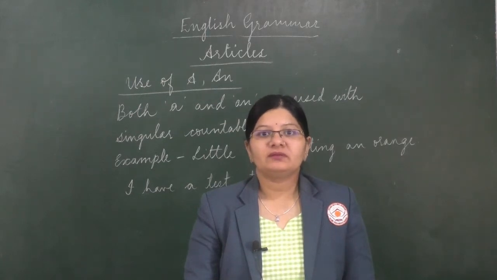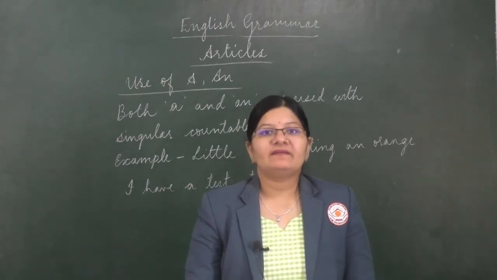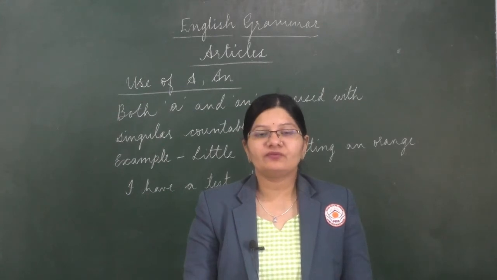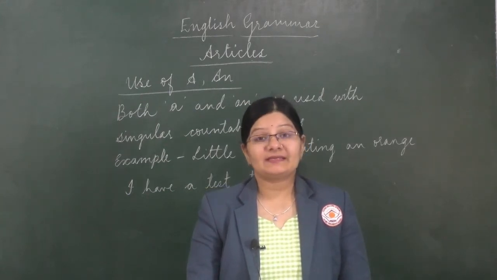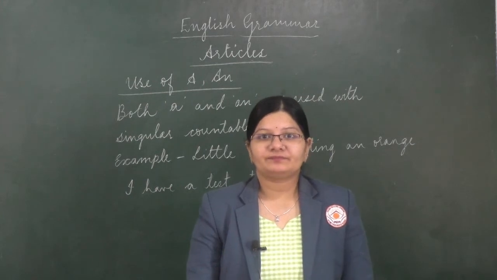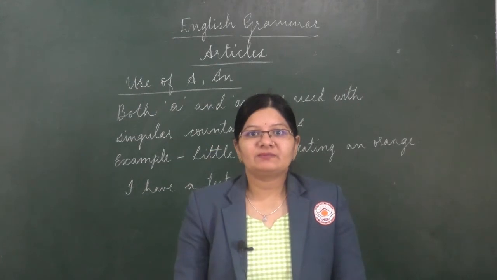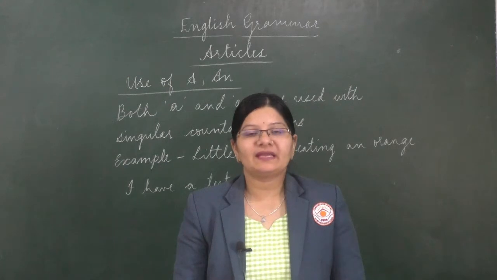or vowels, and then we use a before the words which begin with consonants and the sounds of consonants. But there are exceptions. Like what? Like European, as I told you in the beginning of the class. We do not write an European, we write a European, a university, like that. And then honest, we write an honest person, an honest man.